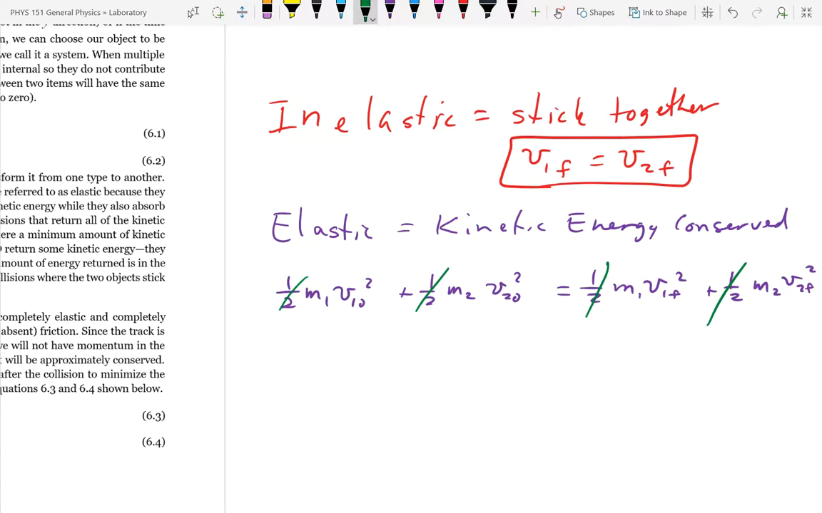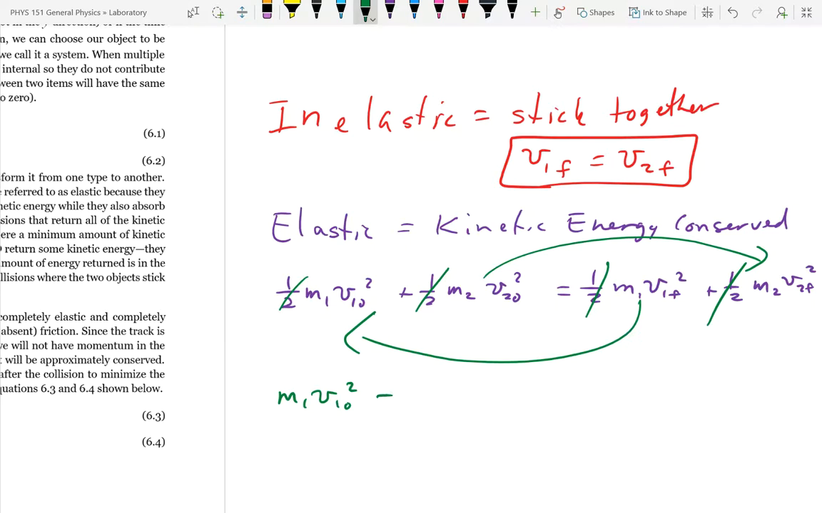The first thing you do is you move them so you have cart 1 on one side of the equation and cart 2 on the other side of the equation. So I'm going to have m1 v1 initial squared minus m1 v1 final squared equals m2 v2 final squared minus m2 v2 initial squared. Now, if you look at that, notice on the left-hand side, I have the initial squared minus the final squared. Right-hand side, I have the final squared minus the initial squared. That was just because of moving them across.